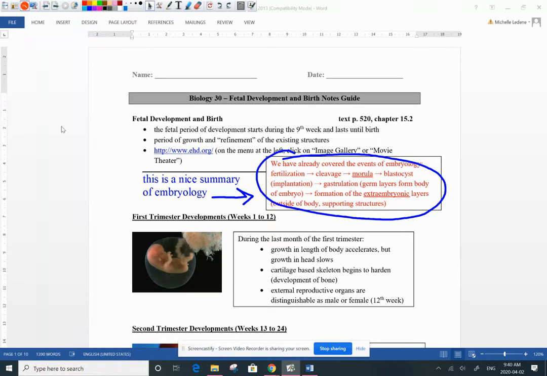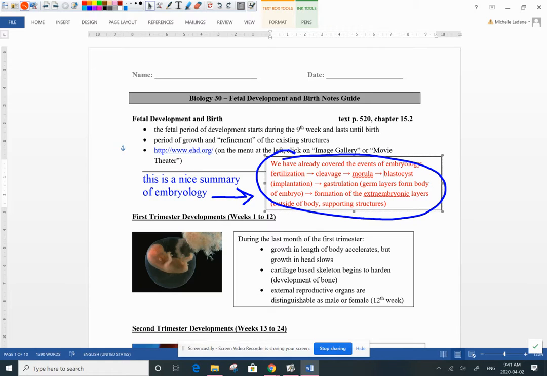To start with, this is just a nice little summary of the events of embryology that we've already covered, right? We talked about the first event being fertilization to form a zygote, and then as soon as that zygote starts to divide, we now call it an embryo, and it undergoes cleavage, which is cell division or mitosis. The important steps: blastocyst for implantation, then the development of the germ layers, mesoderm, ectoderm, endoderm, and the formation of the extraembryonic layers, allantois, amnion, etc. So you've already done that, and make sure that you know that material.